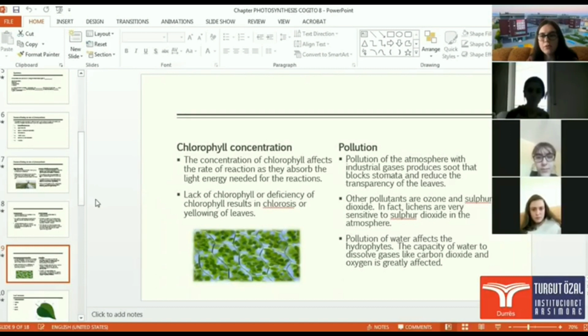Gentiana, chlorophyll concentration. How can it affect? More chlorophyll, more photosynthesis. Okay, so more chlorophyll, more photosynthesis will occur. Pollution? Sibora, please.